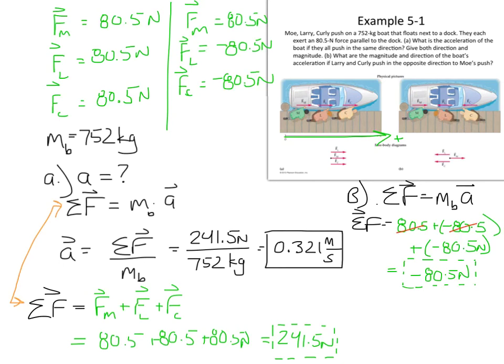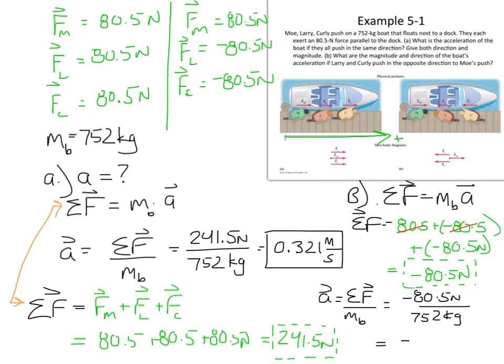So let's find our acceleration. The acceleration for part B, once again, is going to be the net force on the boat divided by the mass of the boat. Okay, in this case, so it's going to be negative 80.5 newtons divided by, what is it, 752 kilograms of mass. And that will give us our acceleration for part B. So what do we get there?